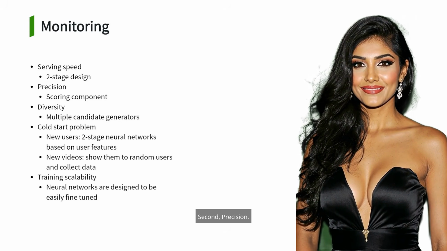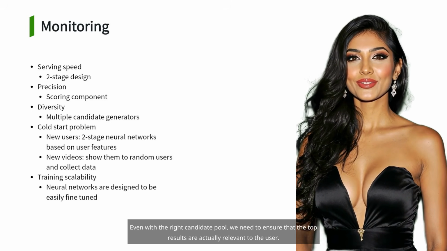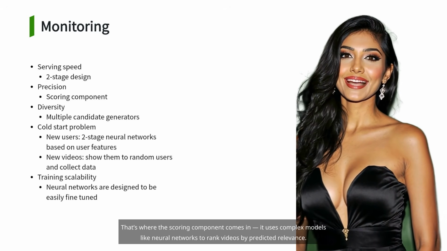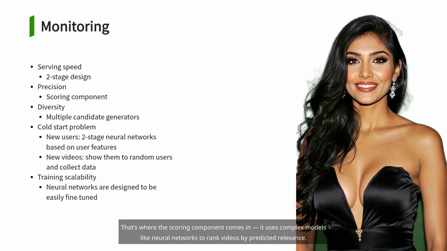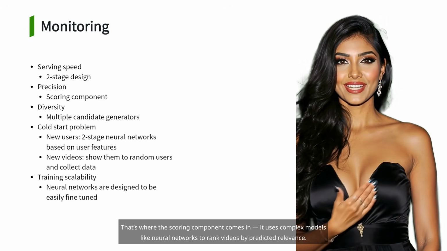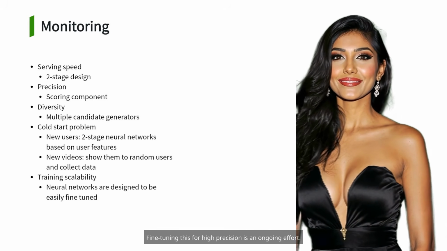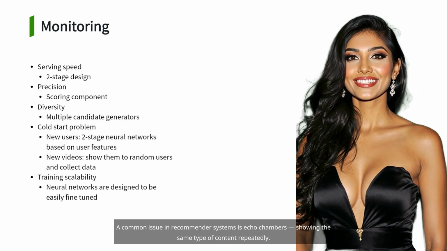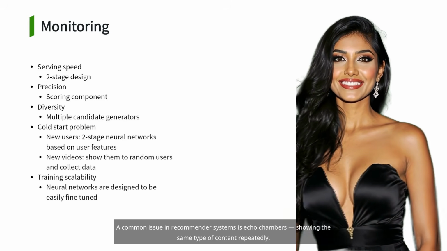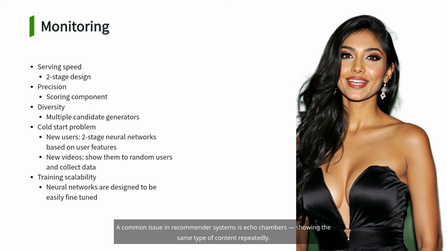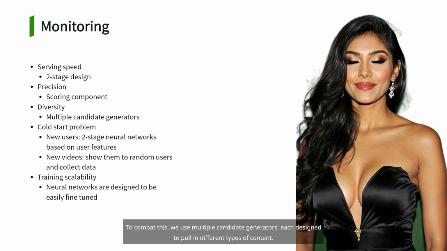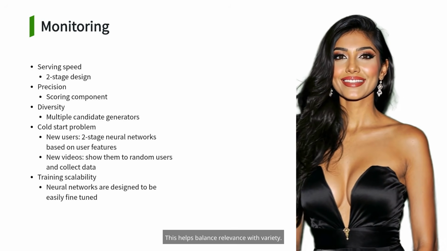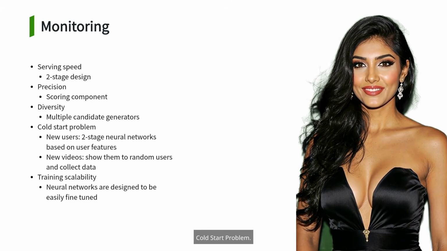Second, precision. Even with the right candidate pool, we need to ensure that the top results are actually relevant to the user. That's where the scoring component comes in. It uses complex models like neural networks to rank videos by predicted relevance. Fine-tuning this for high precision is an ongoing effort. Next, diversity. A common issue in recommender systems is echo chambers, showing the same type of content repeatedly. To combat this, we use multiple candidate generators, each designed to pull in different types of content. This helps balance relevance with variety.